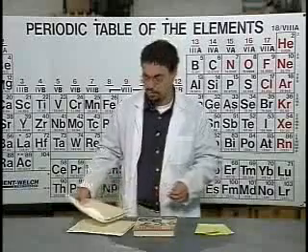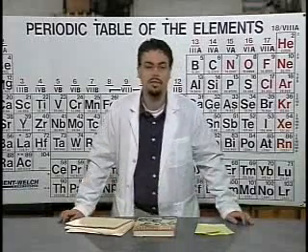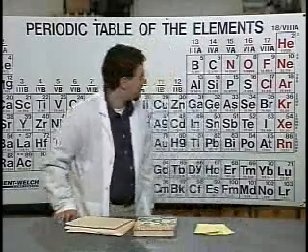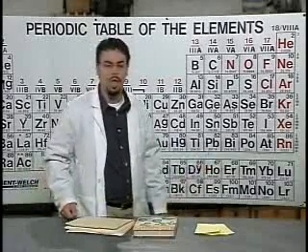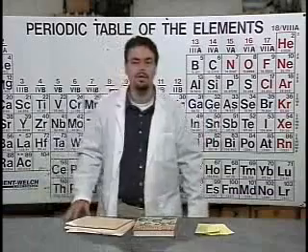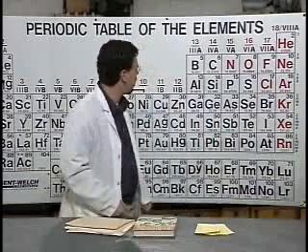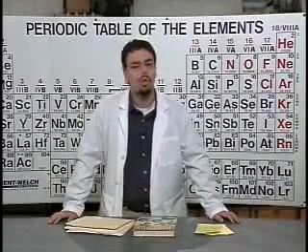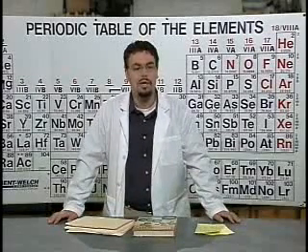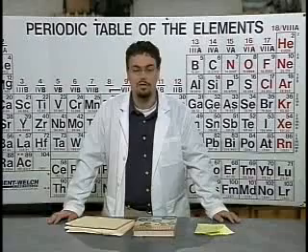Of course, the scientists couldn't stop there. Now that they had found a way to organize the elements, they wanted to know why. Why do the properties repeat? What is it about the elements in each column that makes them behave similarly? We're going to do a little investigating to see if we can't figure out the answer to that question.